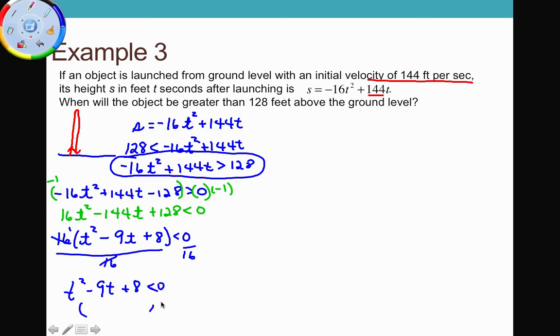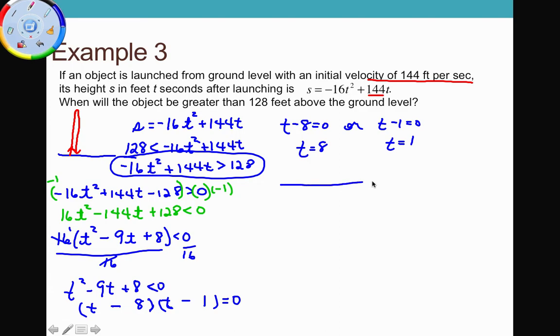So that thing factors, easy enough. We want to set it equal to 0. Remember, like we did in the previous problems, change it to an equation. I need the factors of 8 that will combine to 9. Okay, so that's t minus 8 equals 0, or t minus 1 equals 0. So let's put this on our number line. I've got a 1 and an 8. Okay, now we want strict.